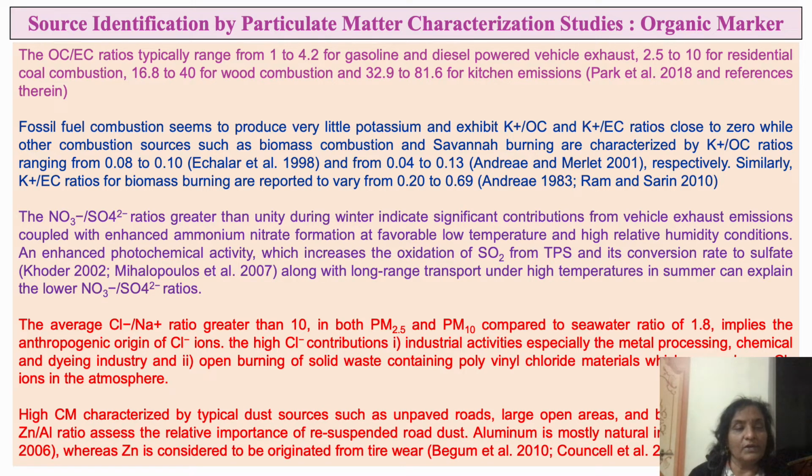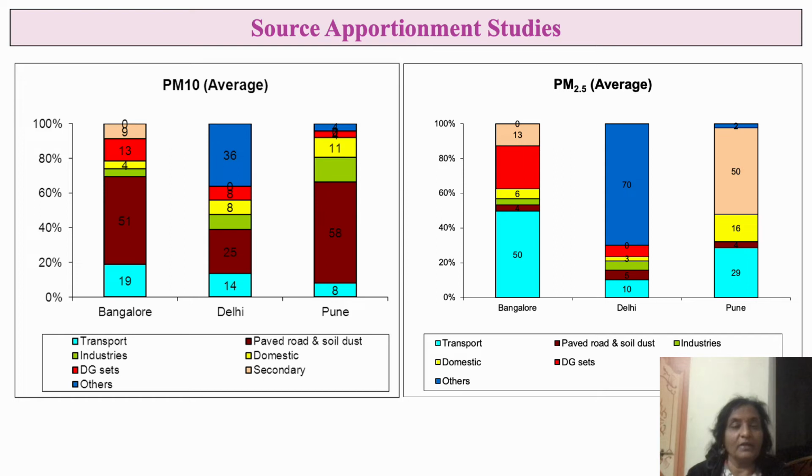If the average chloride to sodium ratio is greater than 10 in both PM10 and PM2.5, then compared to the seawater ratio of 1.8, it implies anthropogenic emission of chloride ions, that is metal processing or chemical and dyeing industry. If coarse mode PM is characterized by typical dust sources such as unpaved roads and open roads, then the zinc to aluminum ratio is assessed. So these are all the various techniques for assessment of sources through particle characterization.